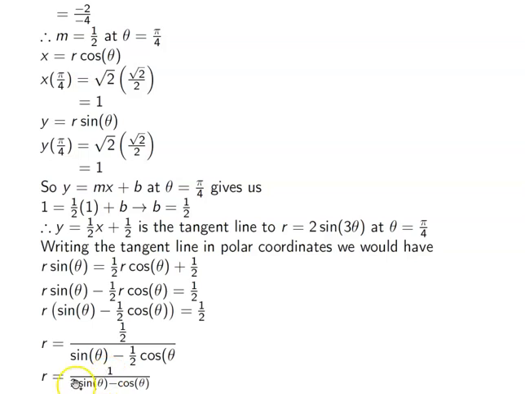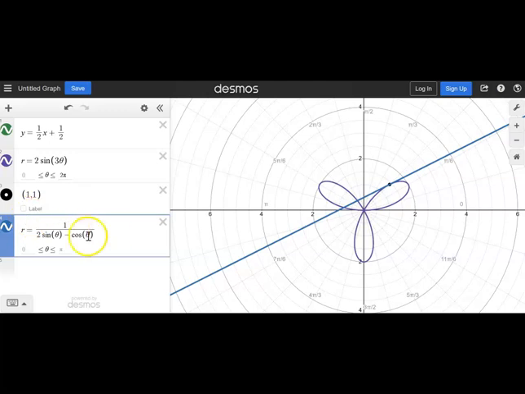Okay. So now I have 1 over 2 sine theta minus cosine theta. And so this would be my equation in polar coordinates. So here you can say all I've done was added my line. You can see it's blue. It's right on top of the green line. Okay, the green line was my tangent line.